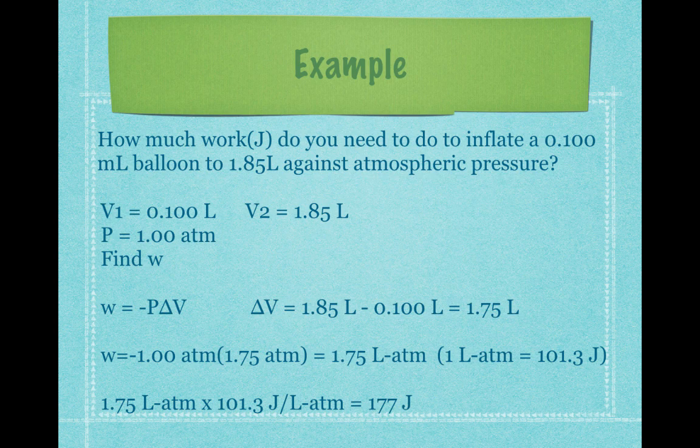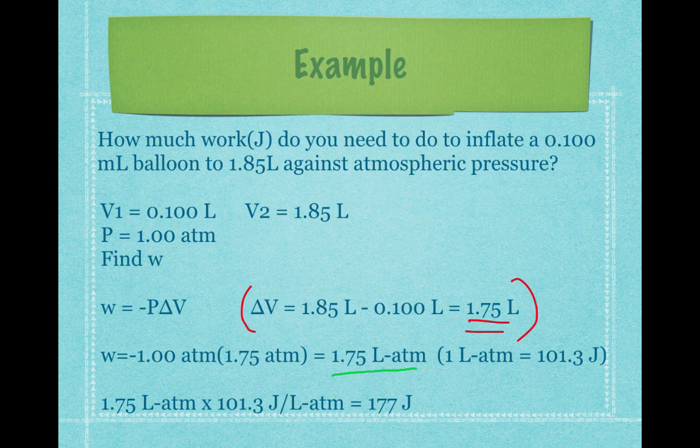Well, we know that W is equal to negative P delta V. Now our delta V is going to be 1.85 liters minus 0.1 liters. So that gives me a delta V of 1.75 liters. So I actually have all the data that I need now. So my work is going to equal negative 1.00 atmospheres, that's my P, times my delta V, 1.75 liters, and I end up with a unit of 1.75 liter atmospheres. Now it's not a very helpful unit, but it is in fact a unit of work.